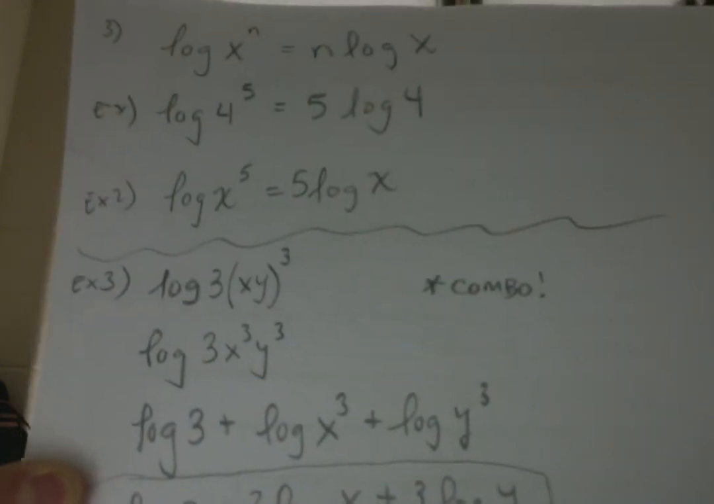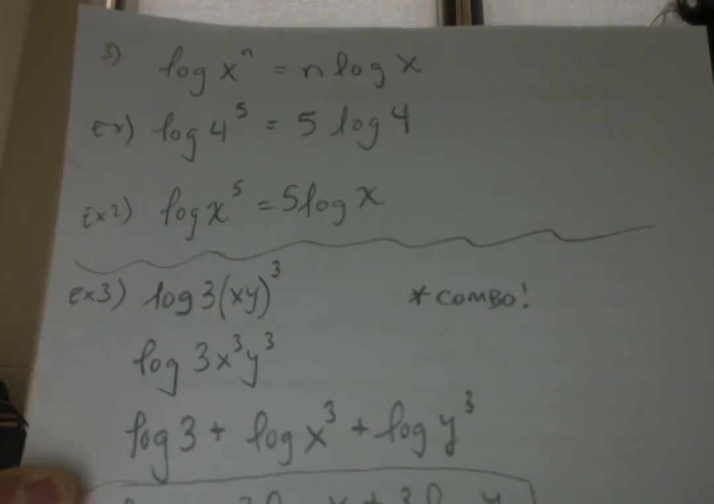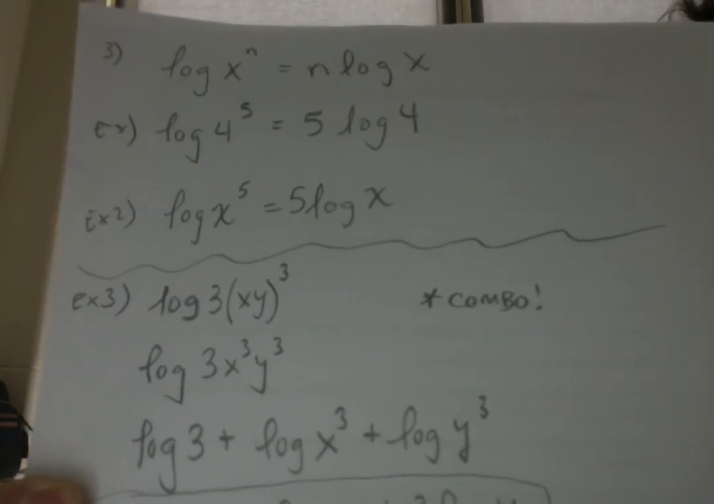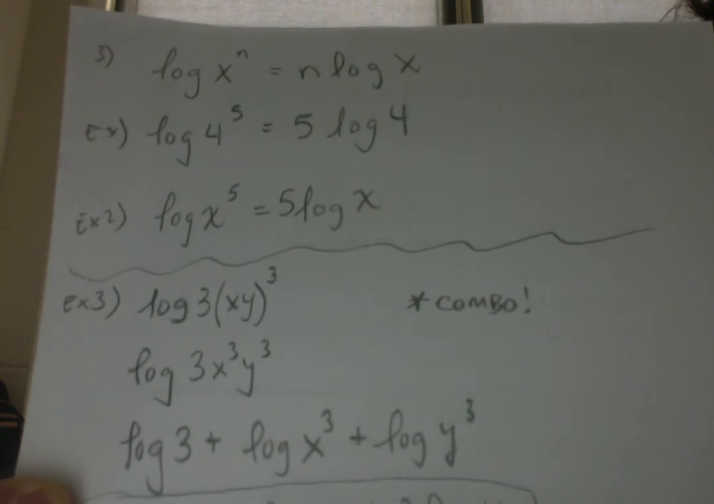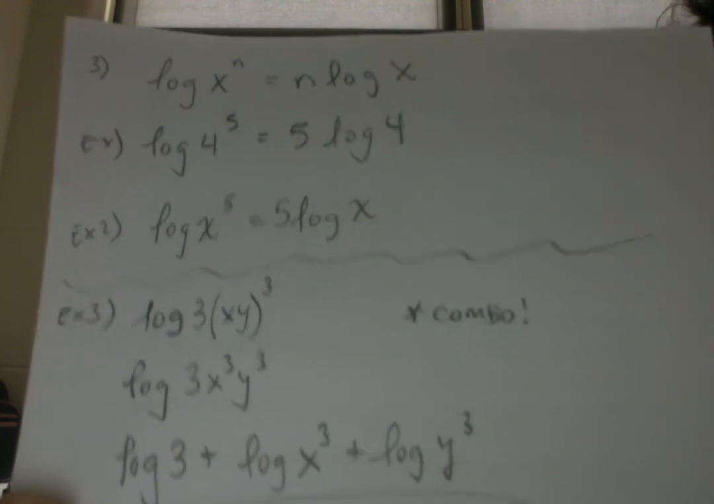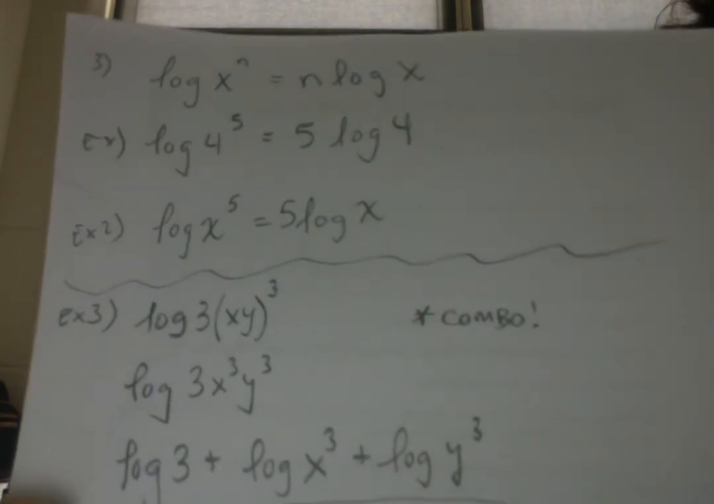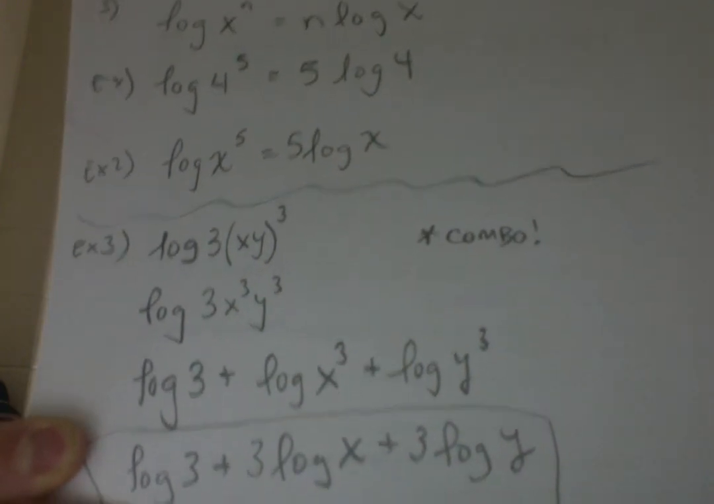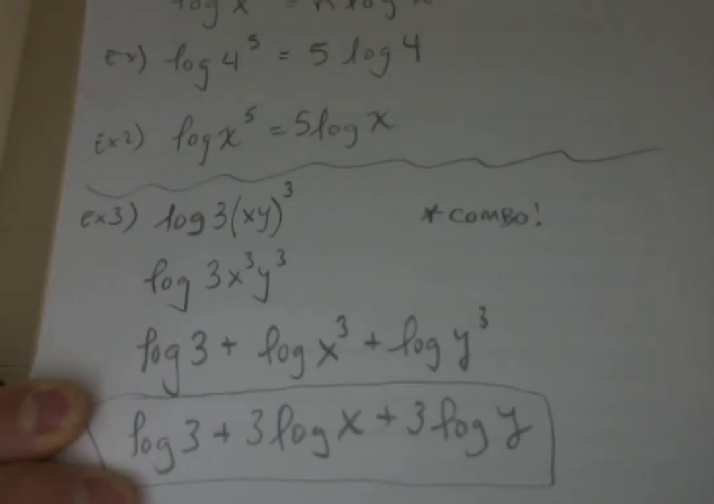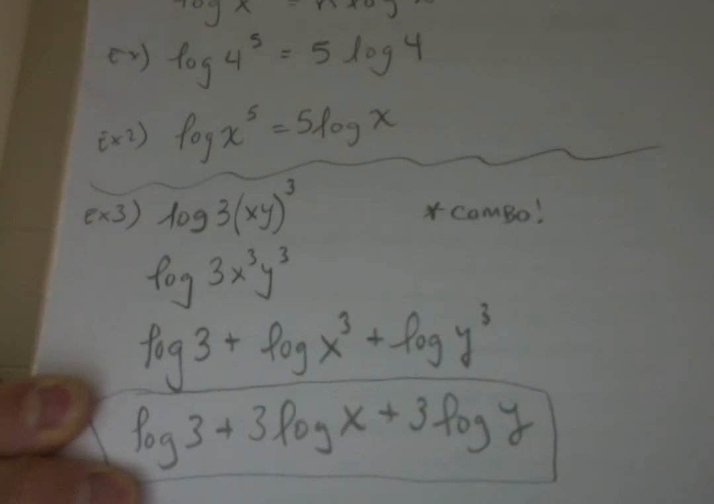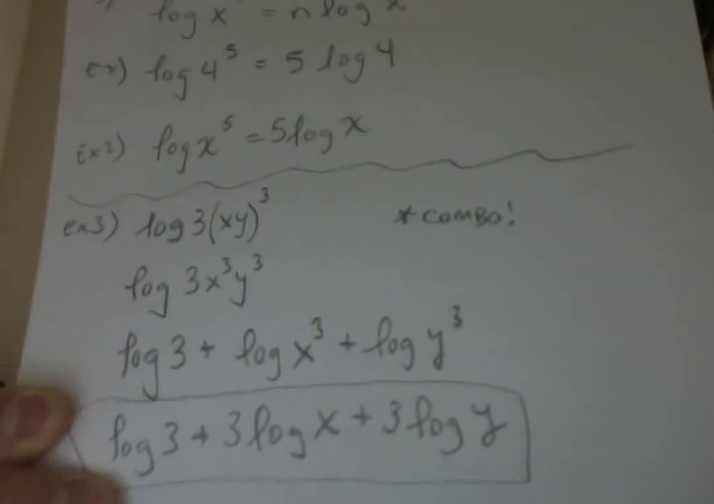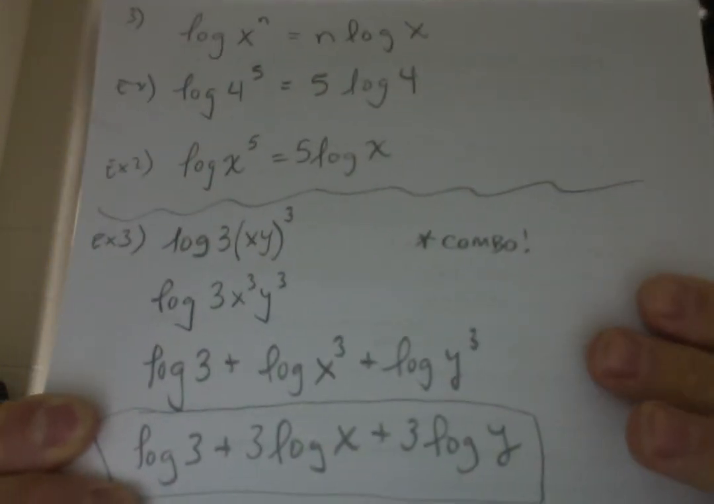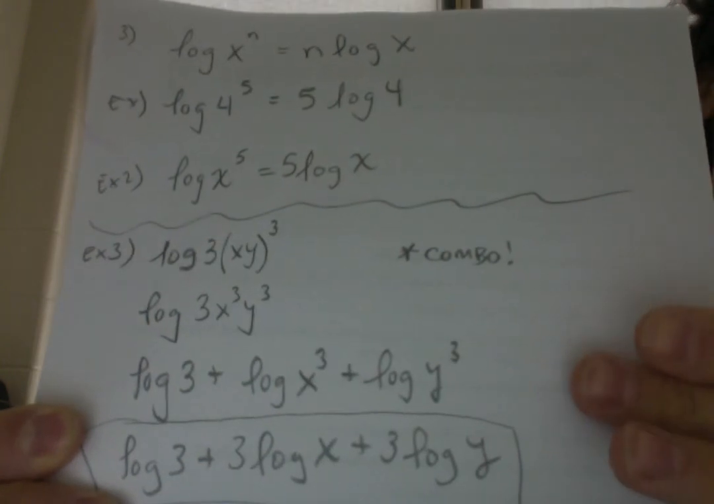All right? And then you're more often than not asked to write the answer without exponents. So to apply the third property, we just bring the exponent in to become the coefficient, and the answer is down here. That log 3 just gets carried down, and then we have 3 log x and 3 log y, just bringing those exponents in front. Okay? So this last one is just a little bit of an extension. It's just to apply two of the properties in one.